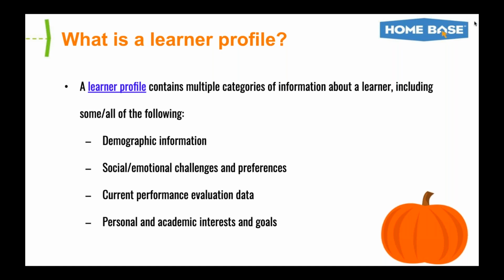It can include some or all of the following: basic demographic, who-are-you information, some ideas about maybe the social emotional challenges and preferences that the student has, some current performance evaluation data, so where they are right now academically, and then of course some goals and interests, both personally and academically. So all of this information creates a snapshot of the learners that are in your classroom.